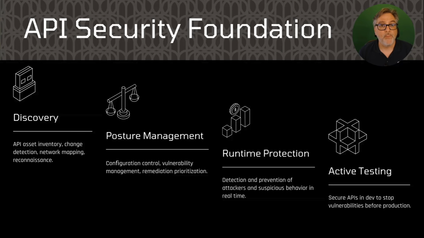Now, once you see something, once you have discovery under control and you have an inventory, the next step that you want to take is posture management. I typically think of this primarily as vulnerability management. There's more to it than that. It's not just vulnerability of code, it's vulnerabilities in your infrastructure, configuration control. And also, how do you prioritize remediation of vulnerabilities once they're discovered?